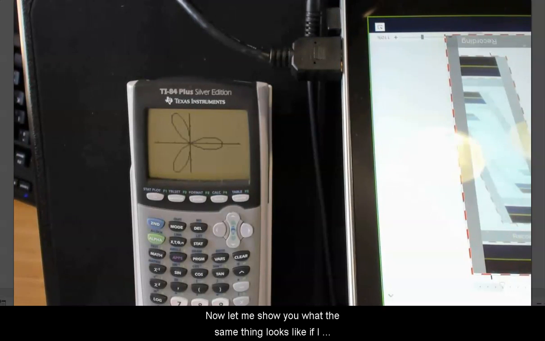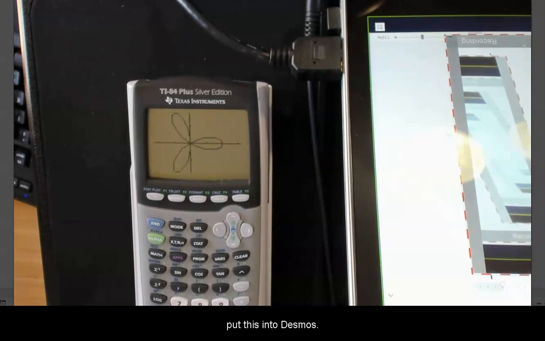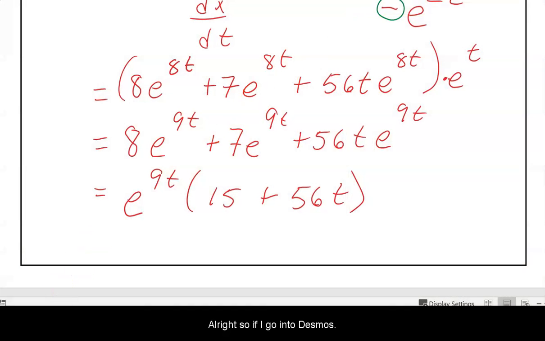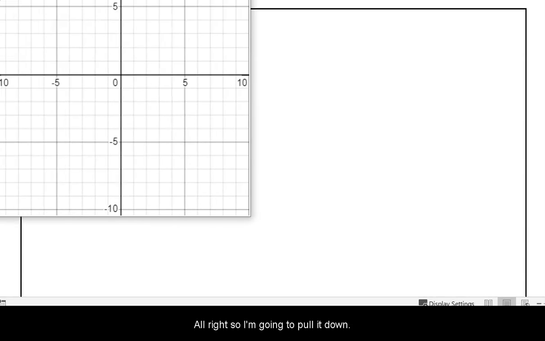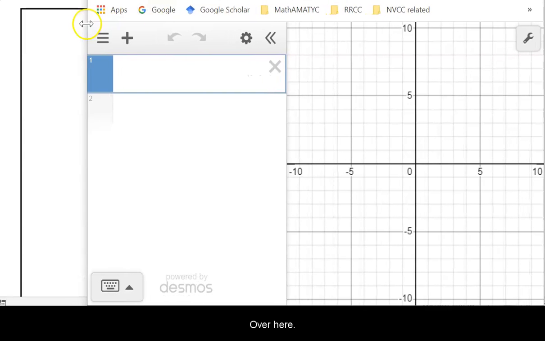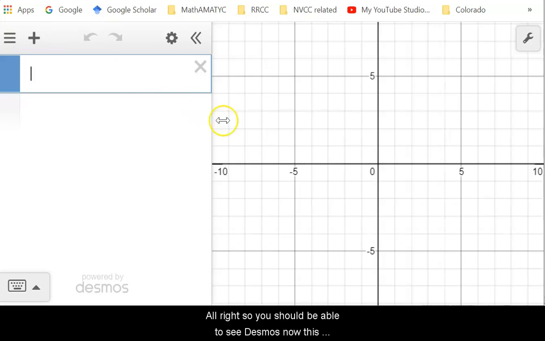Now let me show you what the same thing looks like if I put this into Desmos. All right, so if I go into Desmos, then let me pull up Desmos real fast. All right, so here is the issue that we have with Desmos. All right, so I'm going to pull it down over here. All right, so you should be able to see Desmos.